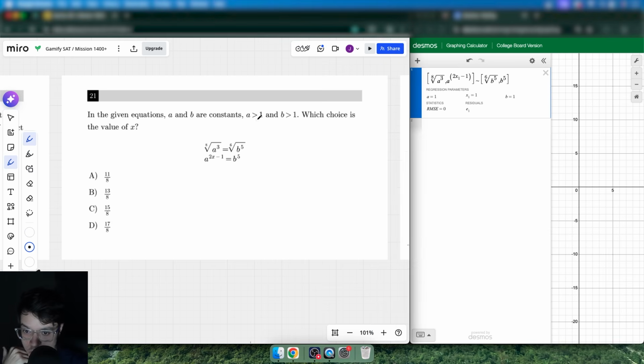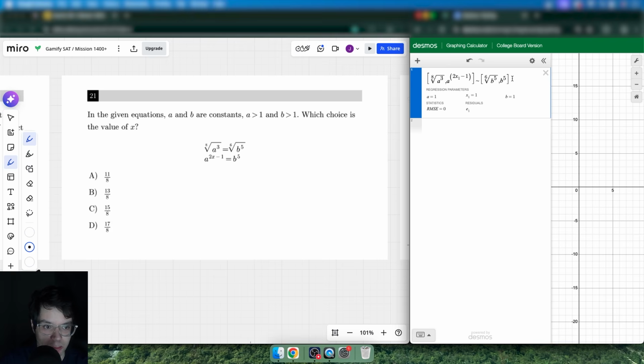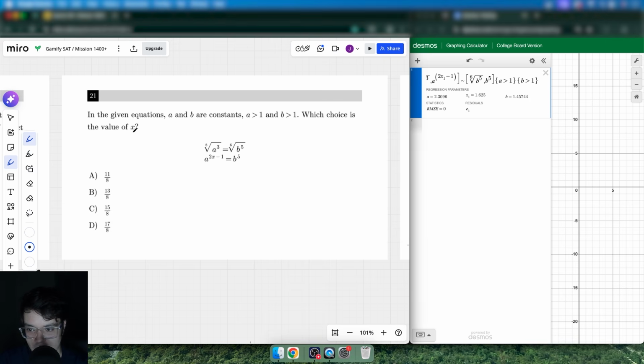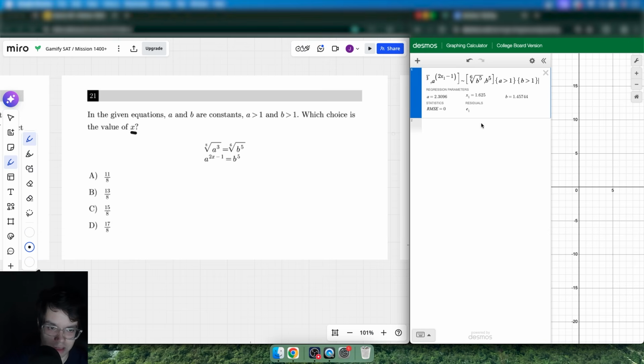So A must be greater than 1 and B must be greater than 1. So I can put those in here as well. A greater than 1, B greater than 1. Good stuff there. What is the value of X? Keep in mind, this is one of the rare cases where it's not saying X is all real numbers. If it did say that, we might have to do something different here, but it is not saying that. So we don't have to worry about that.